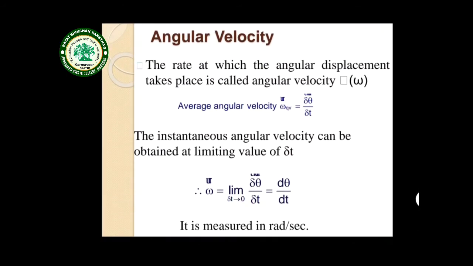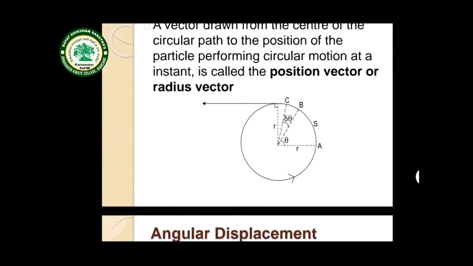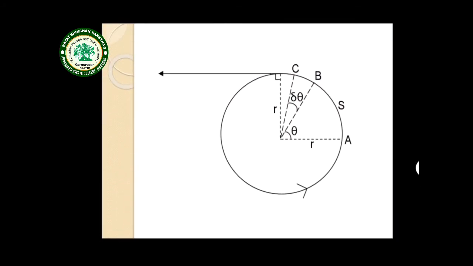One basic thing I want to mention here, which is in this diagram. After the point C, there is an arrow showing the direction of the velocity. Here, the direction of velocity is always tangential to the circumference of the circle.